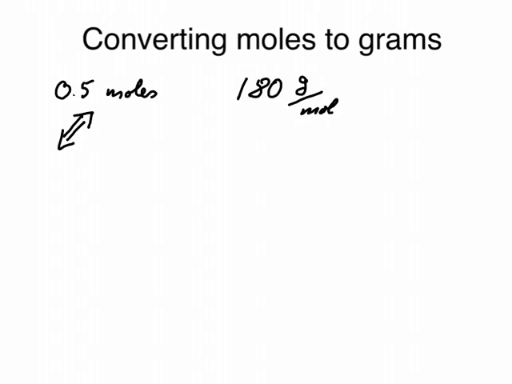So let's assume we have 0.5 moles of a substance, let's say of glucose, and we know that this has a molecular mass of 180 gram per mole, and we want to know how many grams is the equivalent of this 0.5 moles. So how many grams does this equate to? And I want to show you 4 common methods that are very often taught at school.